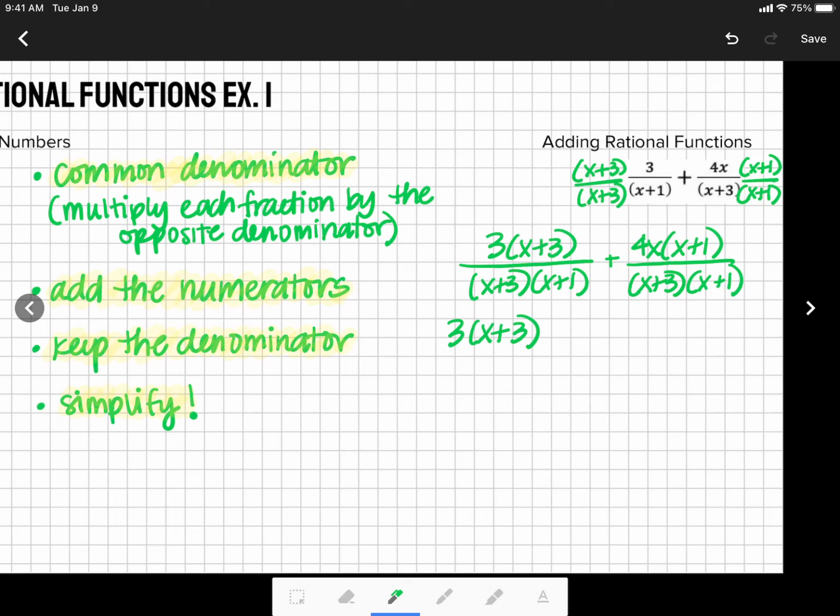3 times (x + 3) plus 4x times (x + 1) all over our denominator. Remember, we're keeping our denominator the same. We're not even going to multiply it out. We're just going to keep it intact.